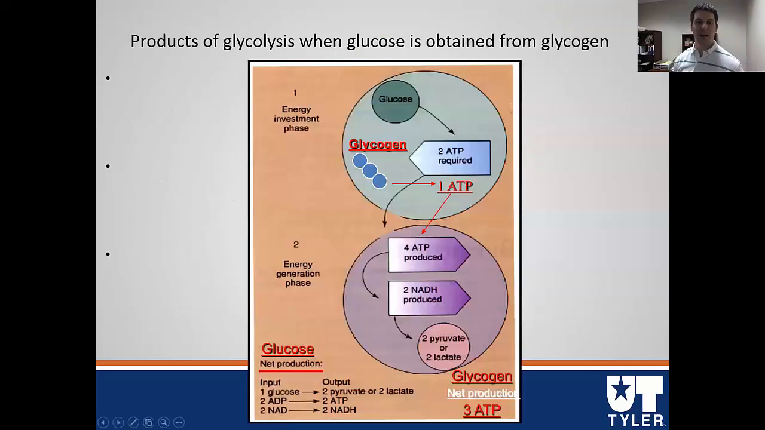So if we take a look at how that works, if we look at this same slide that we had earlier of the energy investment phase, glucose comes in, we require 2 ATP. The difference is if glycogen is broken down by glycogenolysis, we already have a phosphate on the molecule, therefore we only require 1 ATP. The same steps are followed as previously with glycolysis. We still get 4 ATP produced, 2 NADH, and 2 pyruvates or lactate. So if we only have to put in 1 ATP when starting with glycogen, you'll note that our net production actually goes up. Our net production of ATP from glycolysis when we break down glycogen is 3 ATP, as opposed to the 2 ATP that we would normally see in glycolysis starting with glucose.